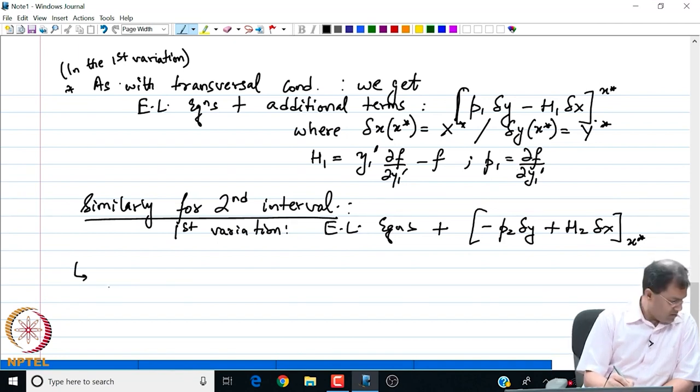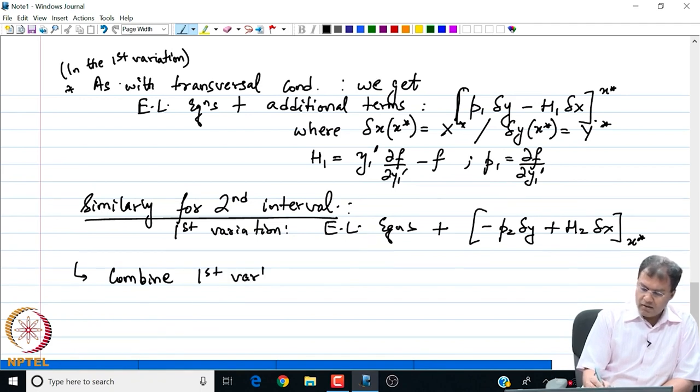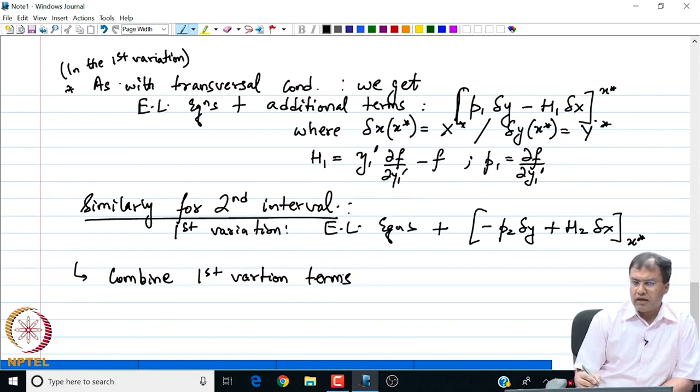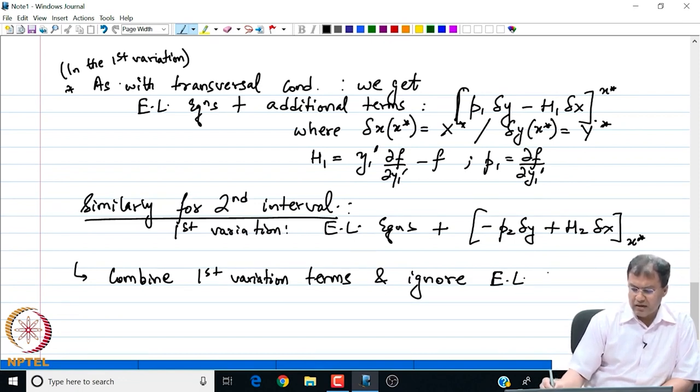So, we combine the first variation terms. I am not deriving very rigorously for the case of broken extremal, because we have done so for the case of continuous extremal. And so, I am just giving some basic ideas. We combine the first variation terms, and right now we ignore the interior, we ignore the Euler Lagrange equations, because that will be true, right.